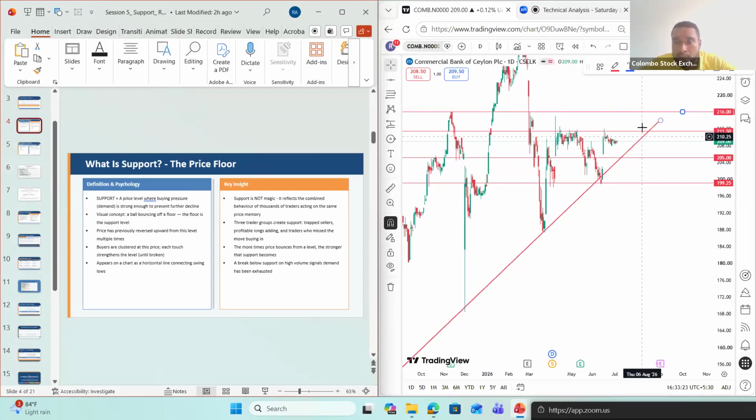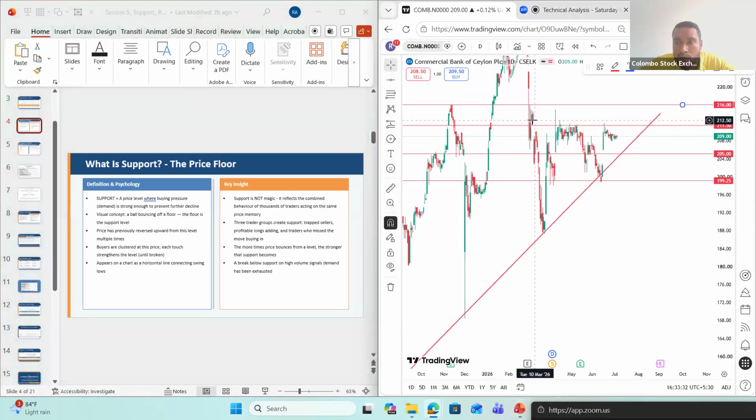So the immediate support I can say for Commercial Bank is somewhere here in the daily time frame. There can be different supports in the lower time frames. If you look at the 4-hour time frame, there can be other support levels, but in the daily time frame, the horizontal support I see is at the 205 level. So what creates this support? The trapped sellers. One type of them are trapped sellers.